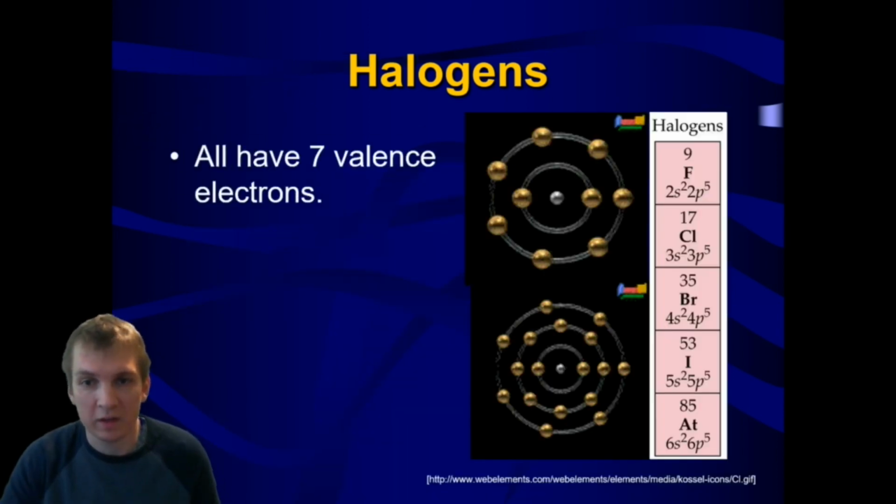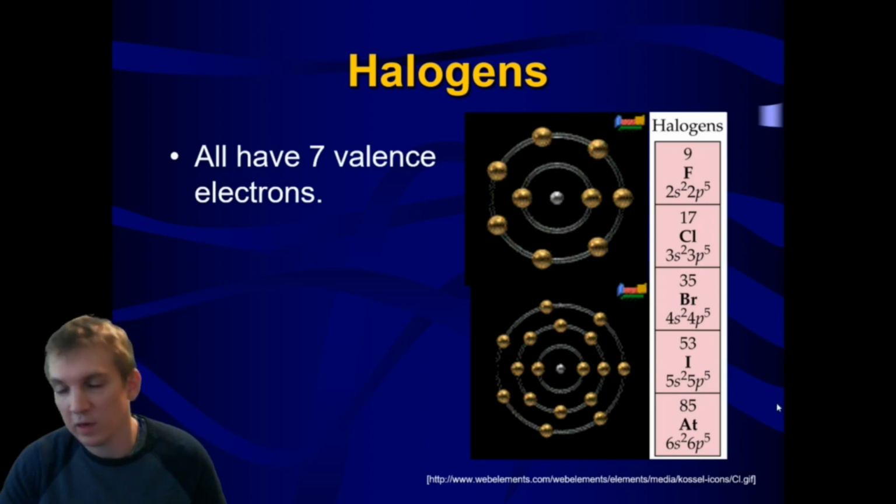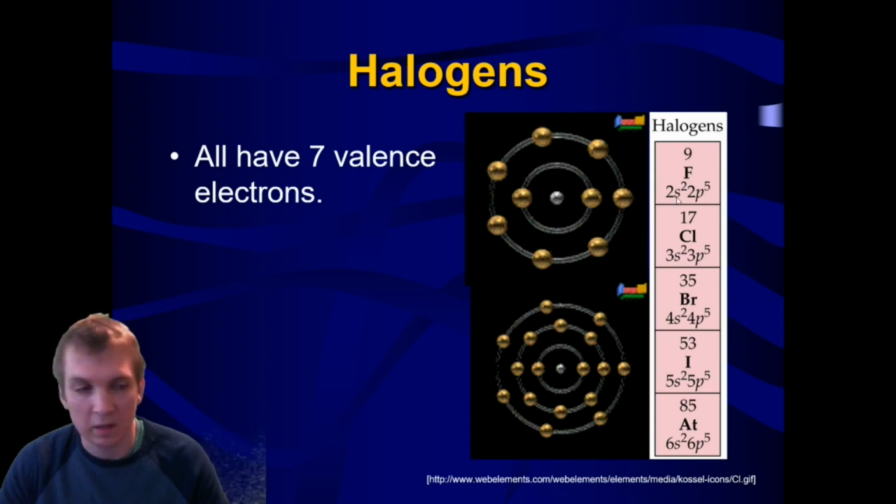Okay, so all of these have 7 valence electrons, and you can take a look at all of these different elements: fluorine, chlorine, bromine, so on and so forth. They all have 7 valence electrons in their last energy level. For fluorine, in the second energy level, we have 2 and then 5. For chlorine, we have 2 and 5 again. For bromine, we have 2 and 5 again. The only difference is, of course, the energy level.